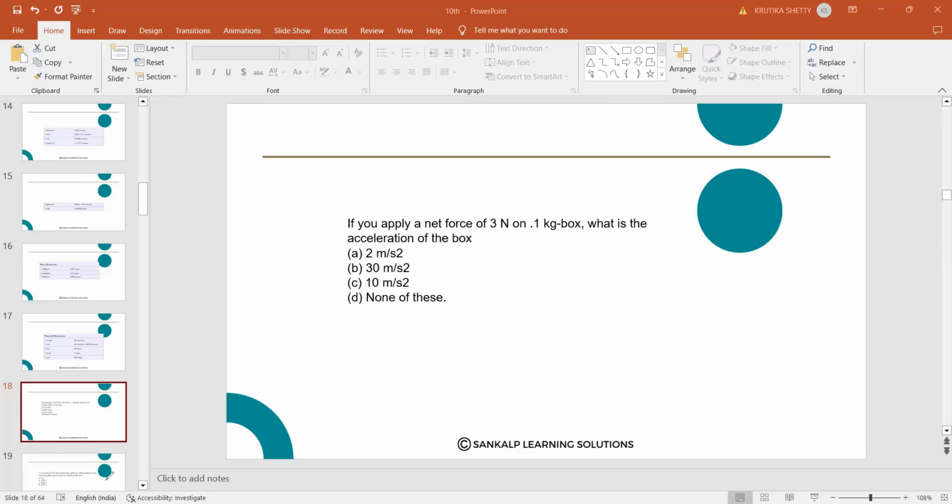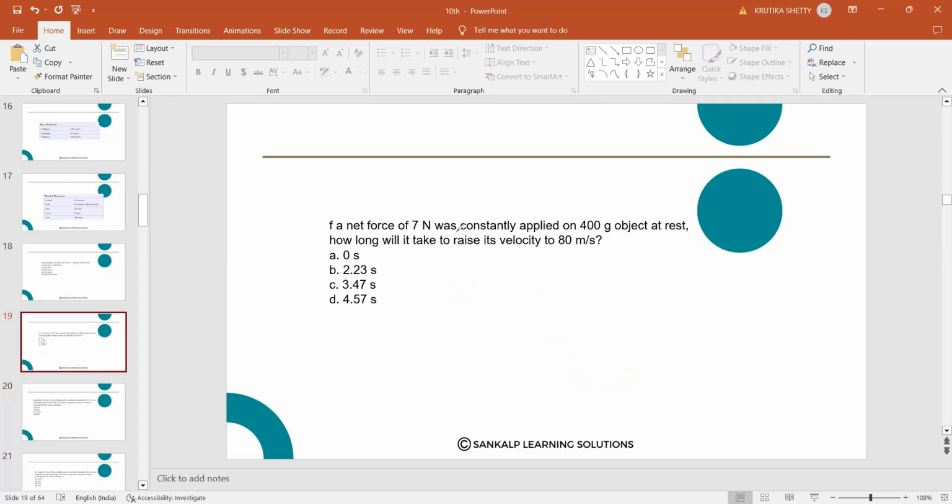The next question is, if a net force of 7 Newton was constantly applied on a 400 gram object at rest, how long will it take to raise its velocity to 80 meter per second? As I told you, we need to first write the given quantities. We need to write the quantities and take what they asked as a question mark. So the net force is given, F is equal to 7 Newton.